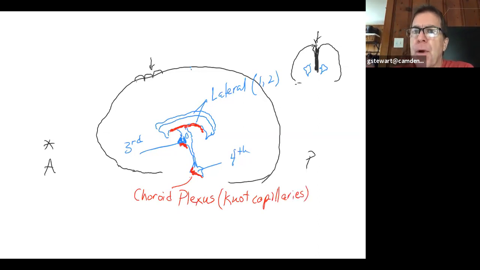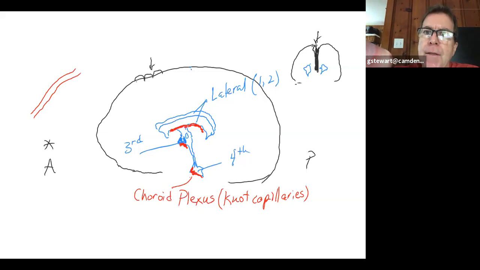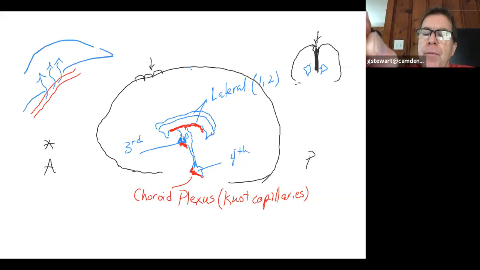And being under high pressure, if this is, I'm going to magnify this, if this is a blood vessel or a capillary that's under high pressure, fluid from that capillary gets pushed out of the wall of the capillary like this into this space of a ventricle. And that's where cerebrospinal fluid comes from.